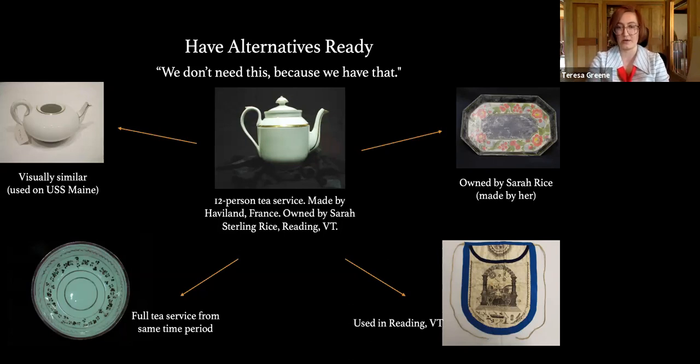We can tell the story of the person who owned it because we have other things that were owned by her, some of which were actually made by her. We have things that were owned within the same town that have better stories. We have other full tea services if we were afraid that we might do a tea service display and needed a full service. And we have things that are visually similar that have better stories.